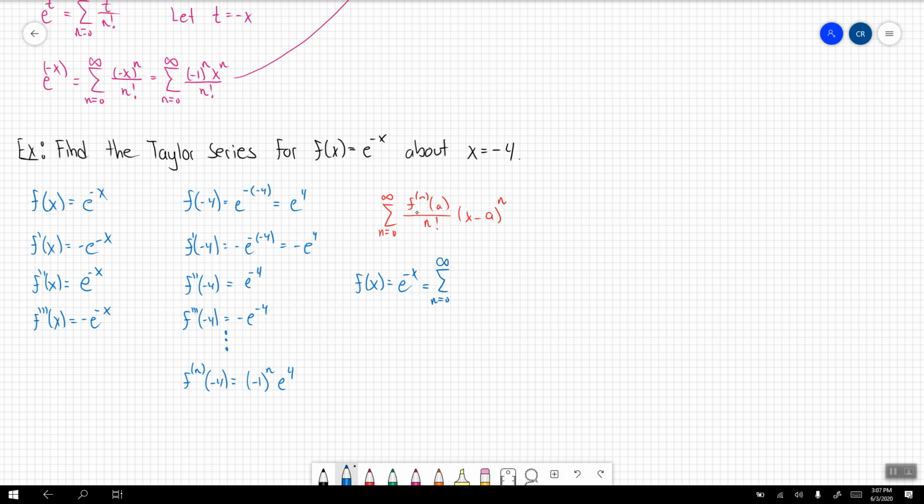The coefficients in the numerator are these guys. That's negative 1 to the power of n, e to the power of 4, divided by n factorial, multiplied by x minus a. But what's the a value? That's just negative 4. So this is x minus negative 4, which just becomes x plus 4 to the power of n. And there it is. This is your Taylor expansion for that function e to the power of negative x.